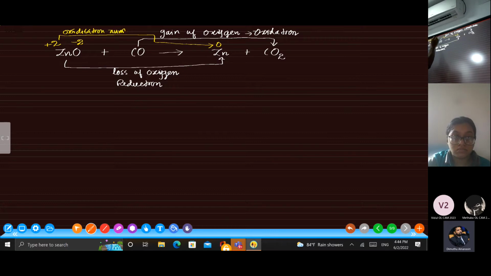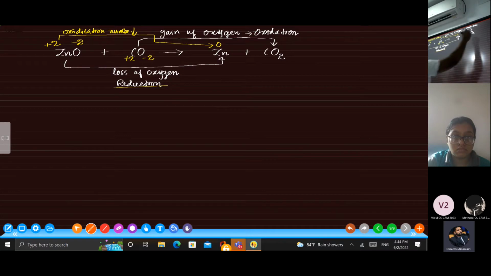Oxidation number has reduced. So what do we call that? Reduction. You can explain in terms of oxygen or you can explain in terms of oxidation number. Right? Alright. So here oxygen is -2, carbon is +2, of course.